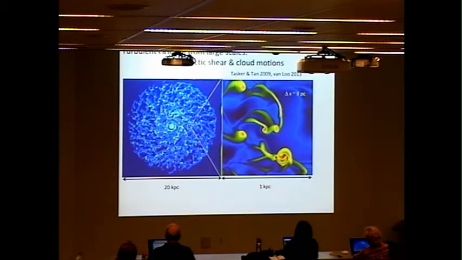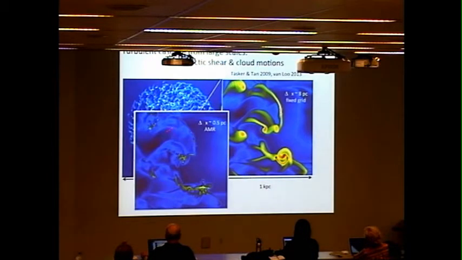Here's an example of an isolated simulation by Tasker and Tan, which was then revisited by Van Liu later. He did a re-simulation of this region, and you see that when you increase the resolution, you get more and more structure in this cloud. So you're pumping the energy from the galactic shear and the cloud motion to actually drive the internal turbulence of these clouds.